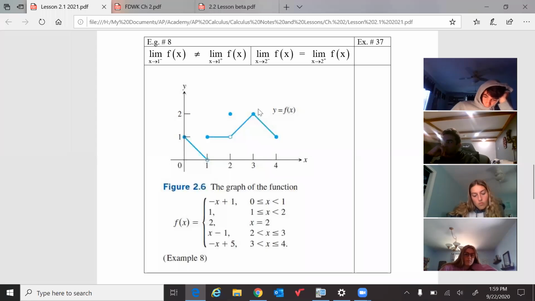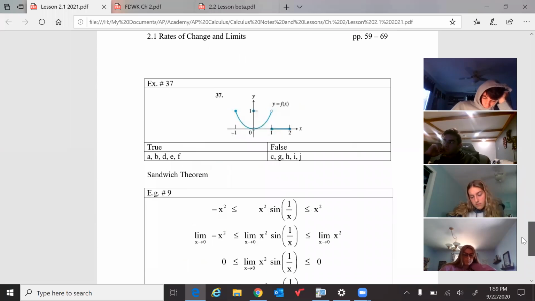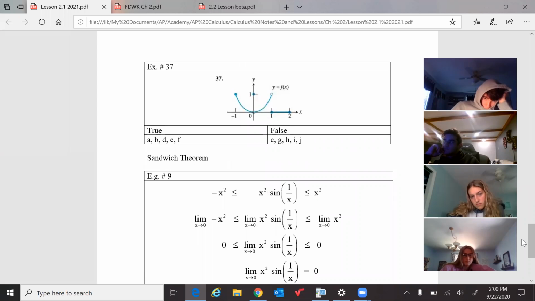All right. So we look at this. And A, B, D, E, and F are true. The others are false. So pick one true one and one false one, all right? So B says, the limit as x goes to 0 of the function is 0. As x goes to 0 from the left, the height's going to 0. True.